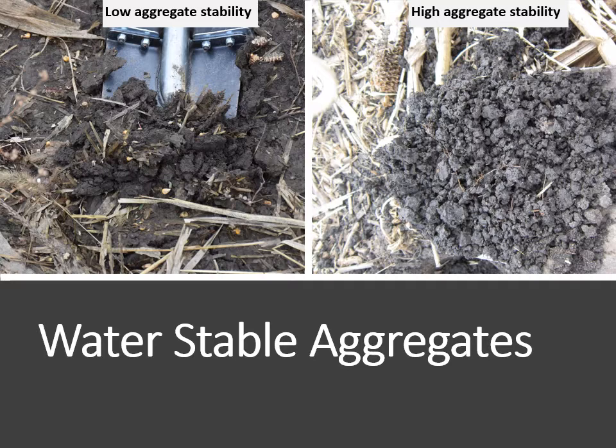Whereas on the left we have a picture of, again, a soil that was bare and rained on and crusted, and when we shovel it up we see it kind of flakes up. We don't see a lot of pore spaces. We're not seeing soil particles of different sizes that are held together. It's just kind of a mash of soil at that surface. And so again, this is an example of not having water stable aggregates, or of low aggregate stability.